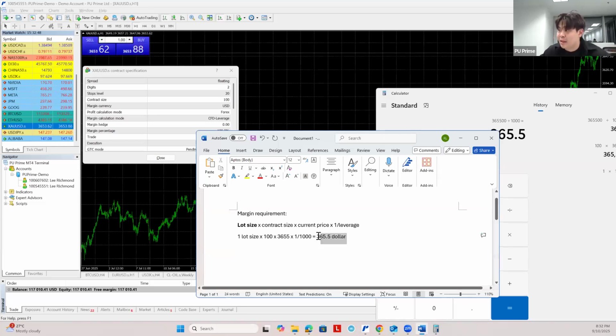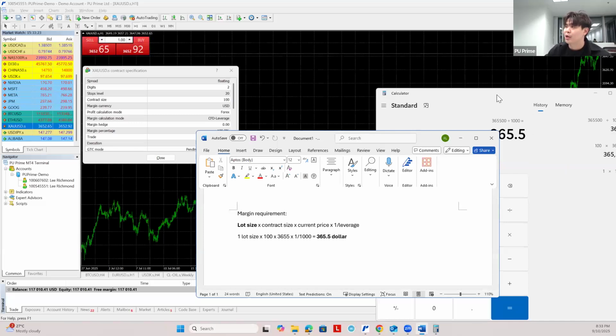But this is just a minimum deposit. It doesn't mean that you must just deposit this one in order for you to do 1 lot. You can actually deposit more than that in order for you to tank the risk. Because sometimes you might be wondering, if you deposit less than $365.5, let's say if you only deposit $365.0, not $365.5, you're not able to open the position. You cannot, because of the margin requirement, which means that the minimum deposit for you to open 1 lot, you need to deposit until this amount. Okay, so this is something that you need to bear in mind.